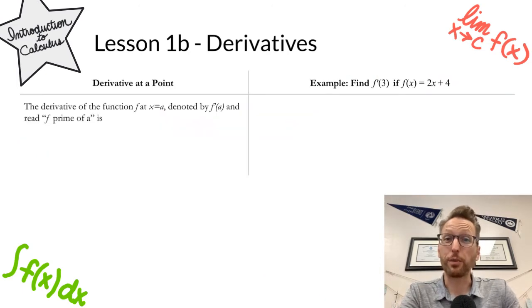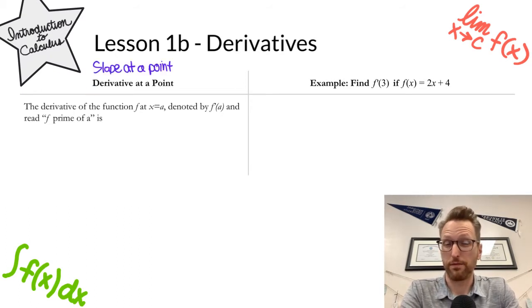Let's talk about the derivative. There are 2 ways to think about it. The first one is derivative at a point, which is slope at a point, finding the slope of the tangent line and getting a numerical answer. And there are 2 formulas that we could use to define it. So let's do that. The derivative of the function f at x equals a, and this is already written, denoted by f apostrophe parentheses a, and read f prime of a is.